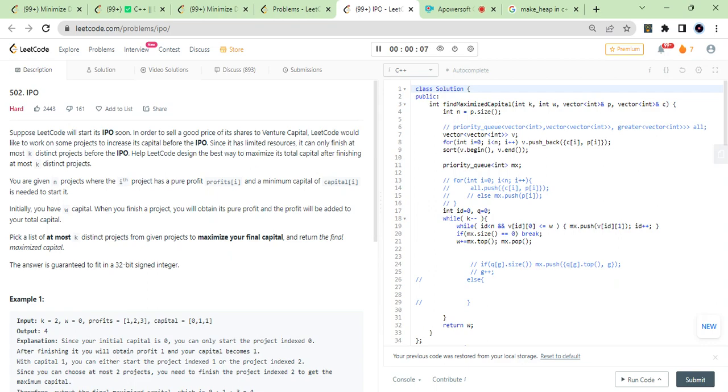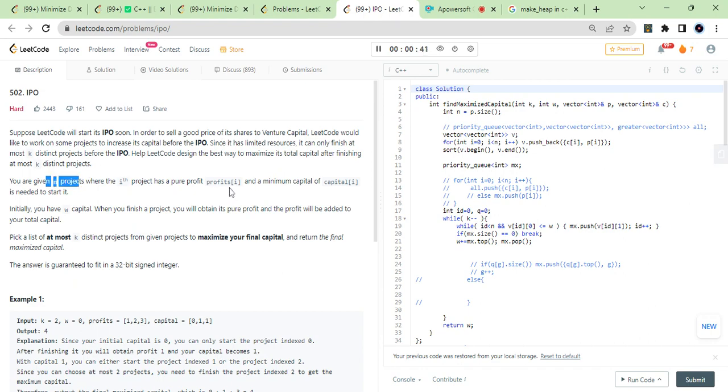Okay, so suppose LeetCode starts its IPO in order to sell at a good price. You have been given a profit array and a capital array. This is the capital which you invest and this is the profit which you get. You have to do at most two transactions, or you can say you have to pick at most k distinct projects to invest, right? So k is equal to 2, and W is the initial capital that you have, and that's only what you can invest. So you can only invest capital 0, you cannot invest capital 1. Okay, so this is the thing.